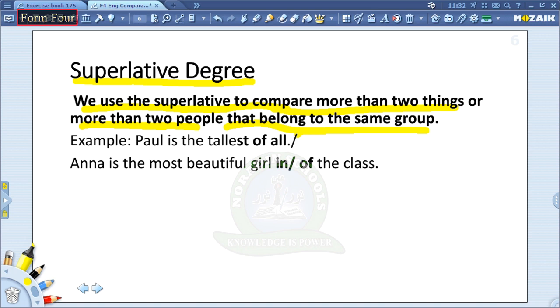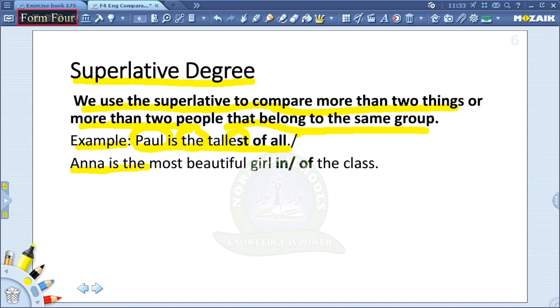Halimo is the tallest girl in the class. I am the oldest one in my school. Okay, Paul is the tallest of all. We compare Paul and all the others. So Paul is the tallest one. So we're going to use est and the article the.